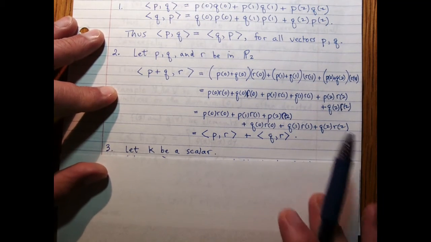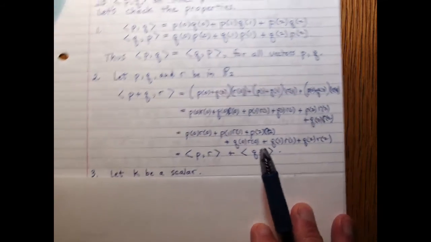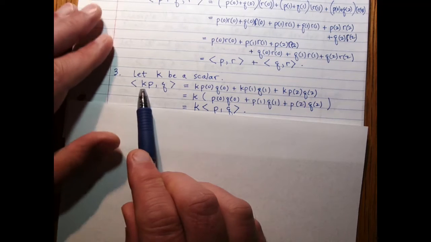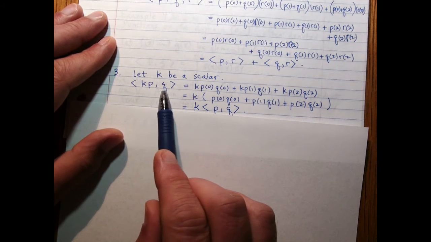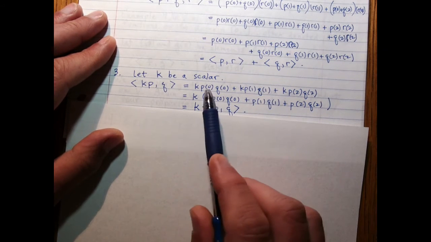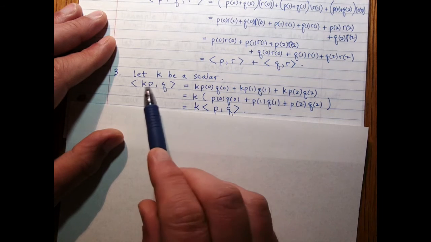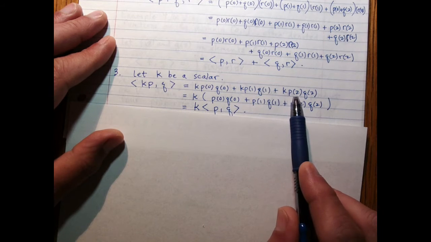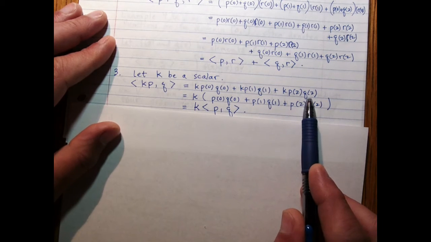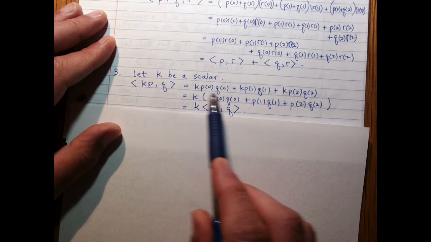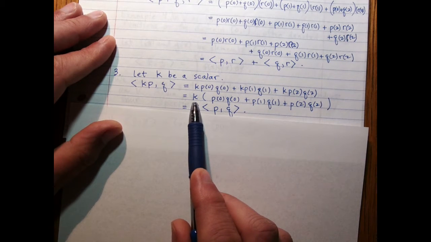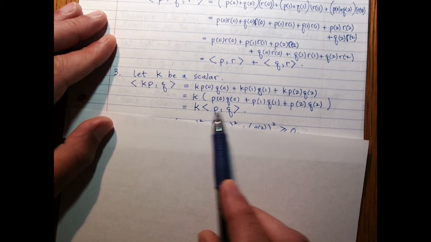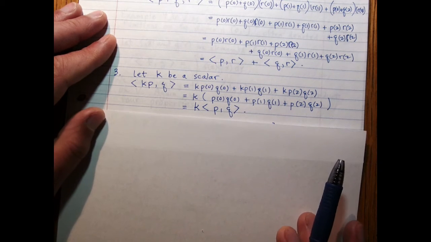Now let k be a scalar. I don't know why I picked k instead of c here, but I did. Let's look at what happens when I try to take the inner product of kp with q. So kp evaluated at 0 is just kp of 0. Kp evaluated at 1 is kp1. Kp evaluated at 2 is kp2. So when I plug into my formula, I get this. And that's an expression in real numbers where I can factor the k out in front of what looks just like the inner product of p with q. So the third property is satisfied.